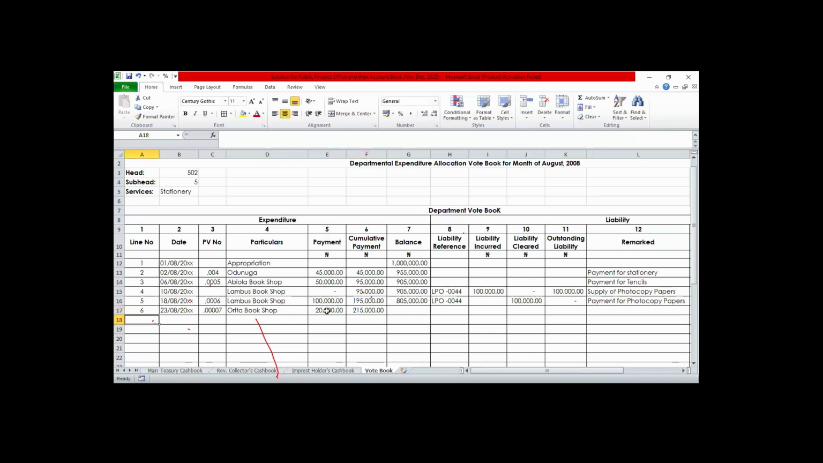That gives us what? 15,000. Then 805,000 minus the payment we did. We have 785,000. Then we move down to this place. Payment for stamping pins and staplers. Payment for staple pin, abi? And staplers. Staple pins and staplers.